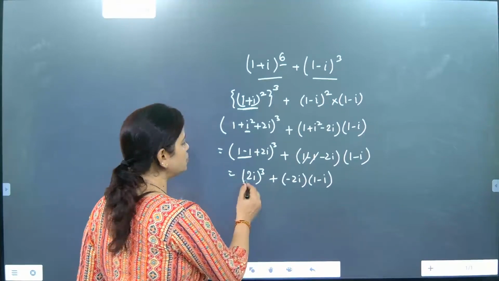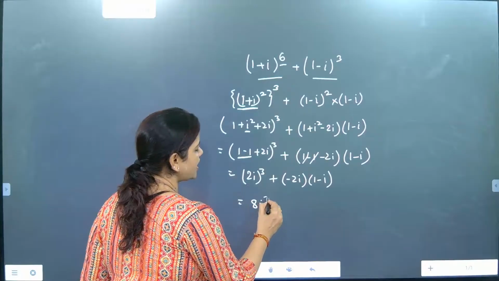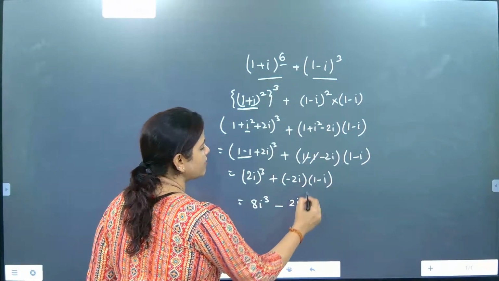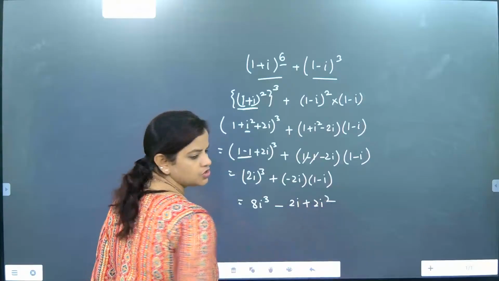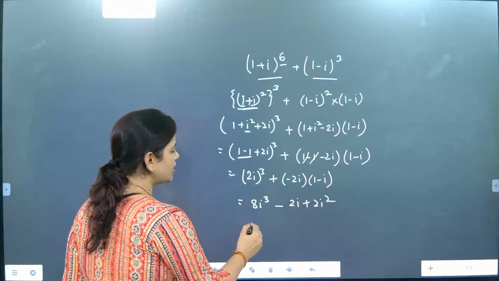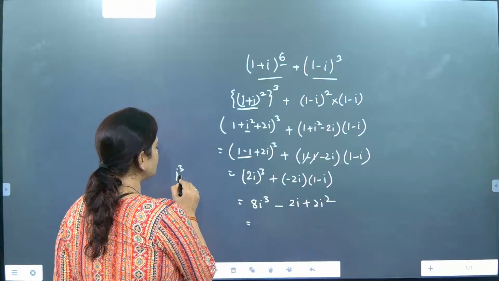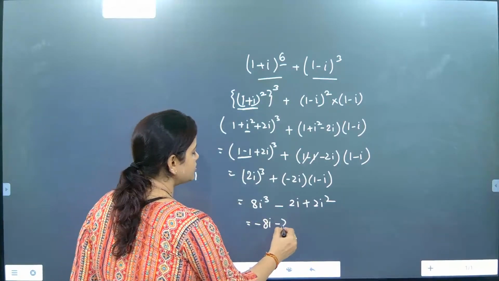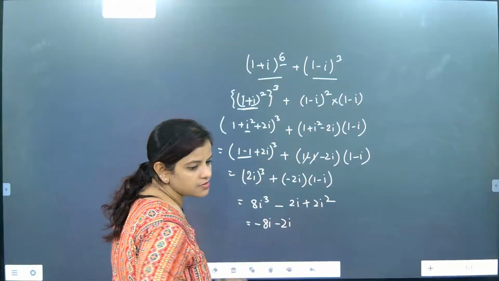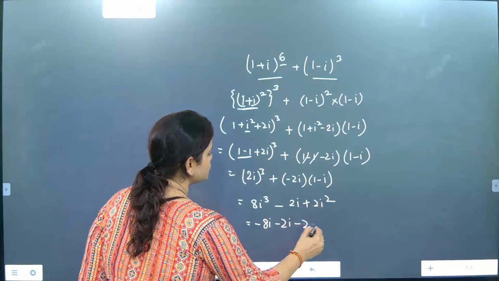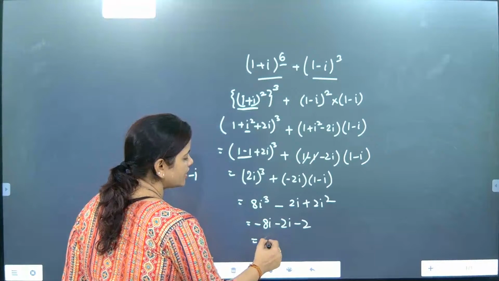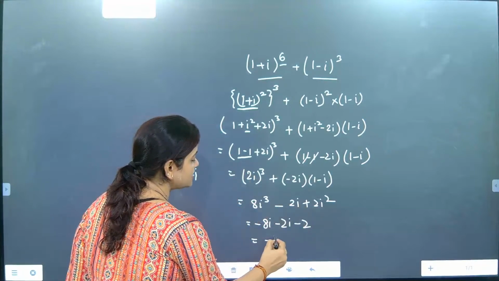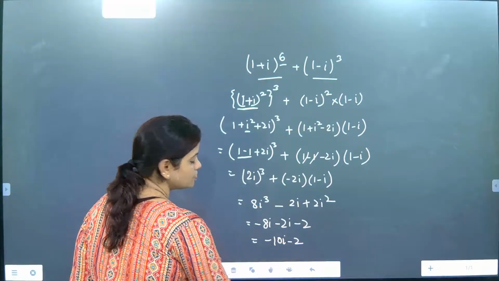Now we can write 2 twos are 4, 4 twos are 8, so 8i cube, and here minus 2 into 1, so minus 2i, and minus 2i square plus 2i square. Now look, i cube is minus i. So here it becomes minus 8i, here minus 2i, and then i square is minus 1, so it becomes minus 2. So the answer coming is minus 10i minus 2. Done. Over.